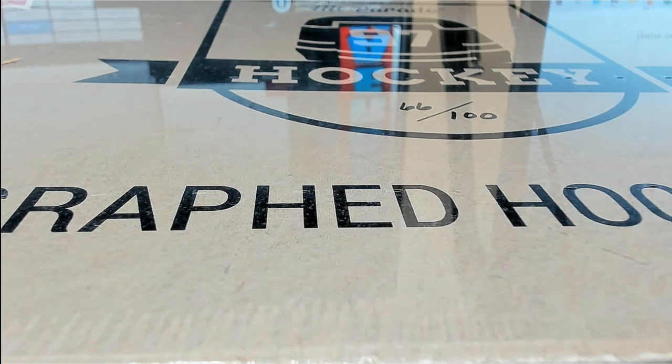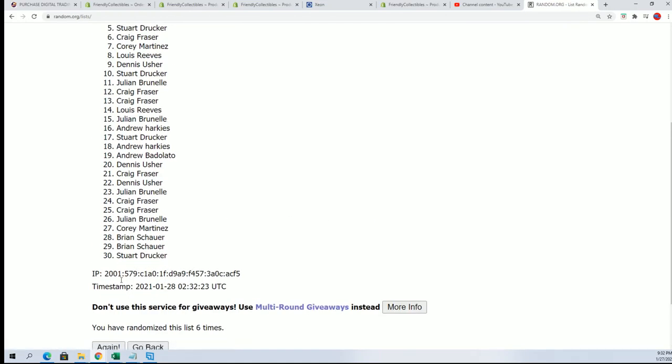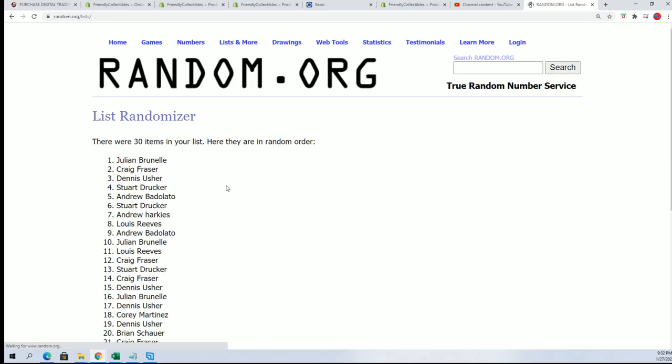Good luck, everyone, in this hockey jersey break. Let's do some randomy right now and find out who gets what team in the rip. Seven times through for the owner names, seven times through for the teams. All right, here's a lucky number seven, and the first random is all finished.